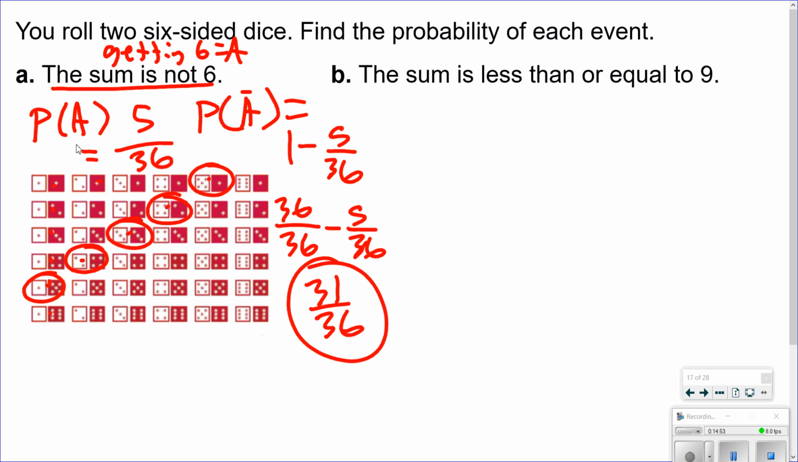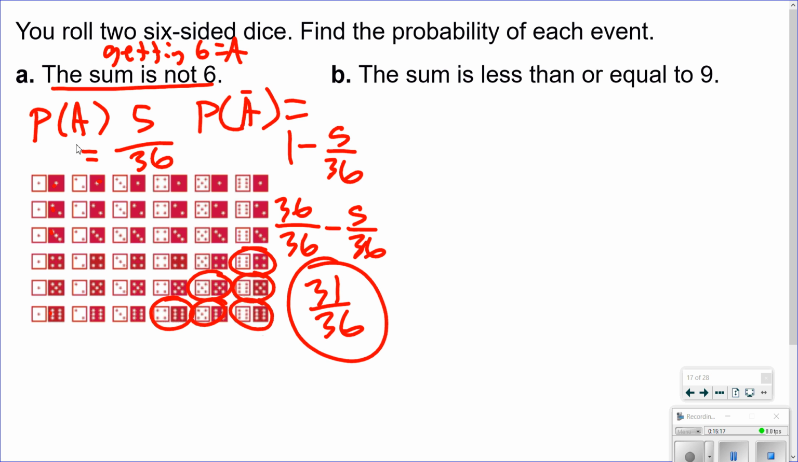So B says the sum is less than or equal to 9. Let's find that. What's the probability of that? We need to look and find out, maybe easier to find the complement again, how many of them are greater than 9. So that's greater than 9, greater than 9. That one is 9. That one's greater than 9.